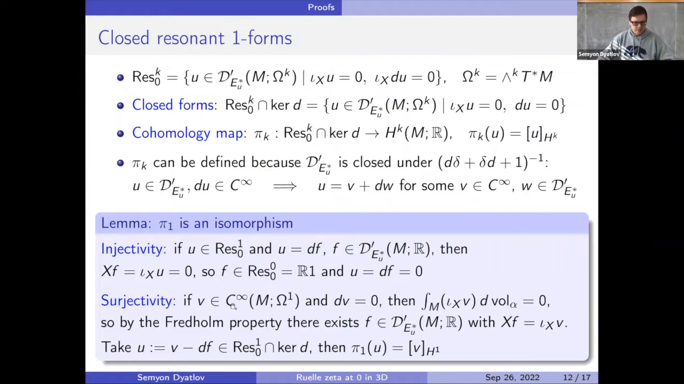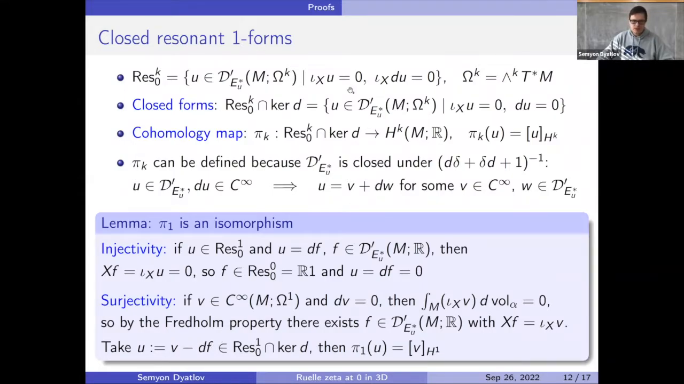once you know that this D prime is the right space, let's see, which one should I show? Well, how about surjectivity? So how would you show surjectivity of pi1? Well, you take a smooth one-form, which is closed, and you want to say, I want to add d of something to it to make it in this resonance space. Well, it turns out that what you need is, your resonance state U is going to be V, a smooth form, minus dF for some distribution F, a scalar distribution F.